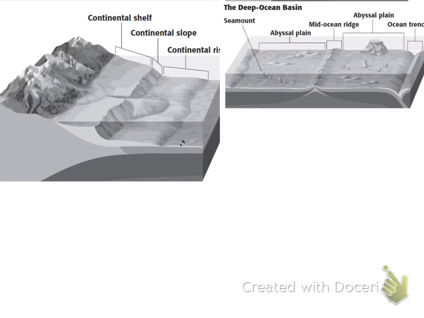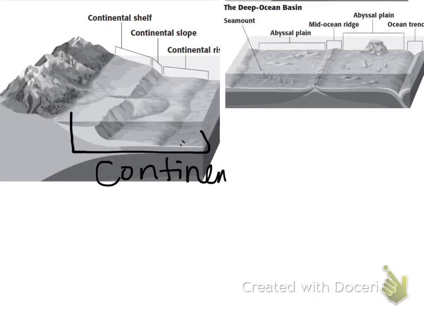Alright, the ocean floor is made up of two big sections. All you really need to know for the test, now that we've done our in-class modeling, is that there's two big sections. You have the continental margin and then the deep ocean basin.